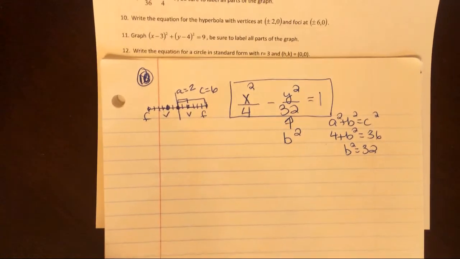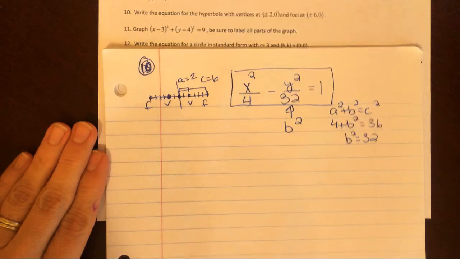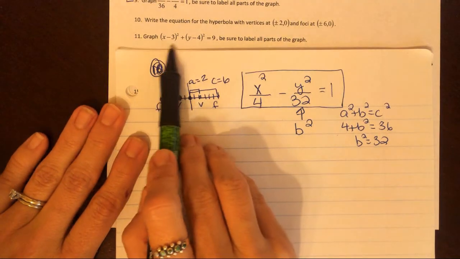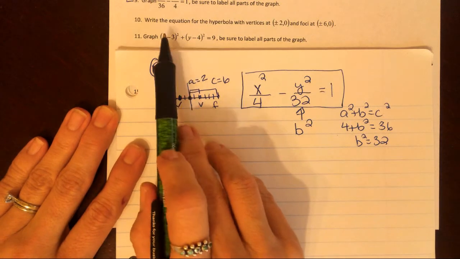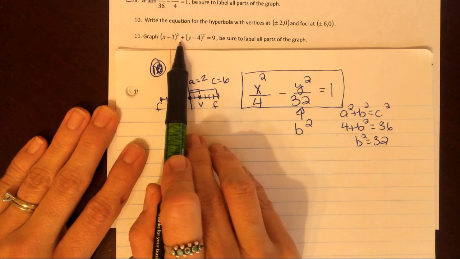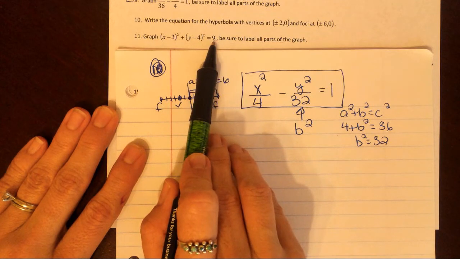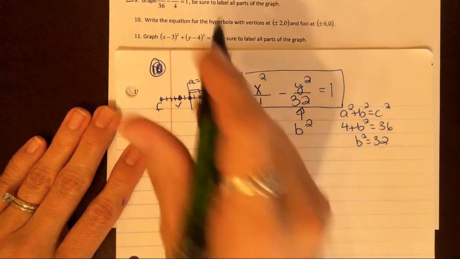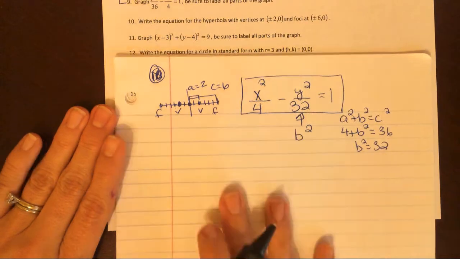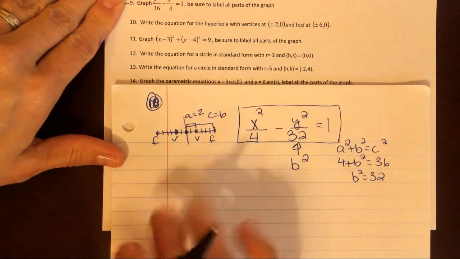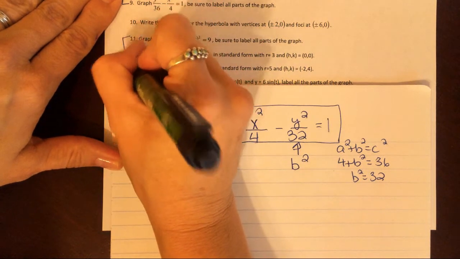All right, number 11 wants me to graph this equation. So I have to figure out what kind of equation this is. Well, they're both squared. There is a plus sign. There's no fractions, and it equals 9. This is a circle. So number 11, number 12, number 13, these are all circles.